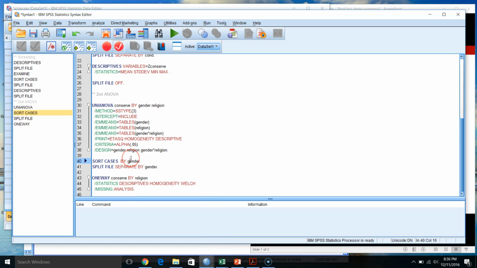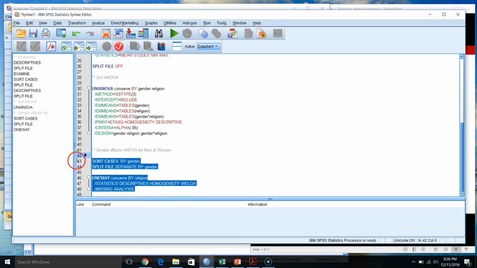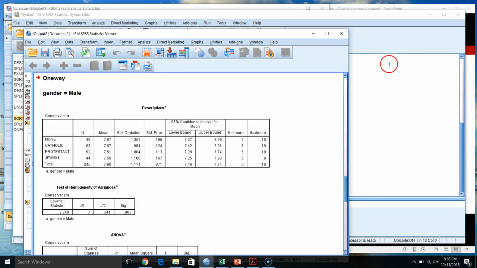Okay, and note that what we're doing here is simple effects ANOVA for men and women. Go through, highlight, and run this.